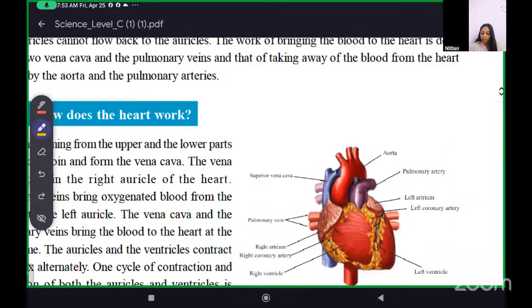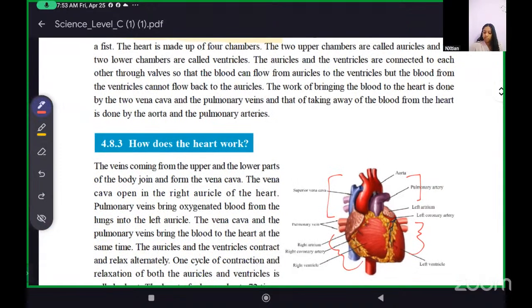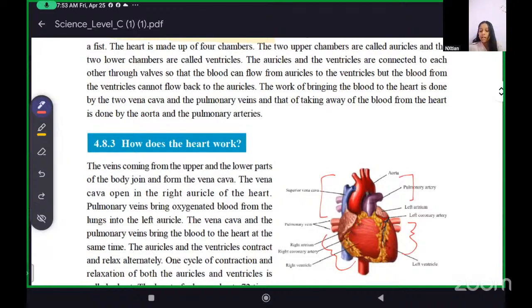So these two upper chambers are called auricles and these two lower chambers are called ventricles. The auricles and ventricles are connected to each other through valves so that the blood can flow from auricles to ventricles, but the blood from ventricles cannot flow back to auricles. These valves stop the backflow of the blood.